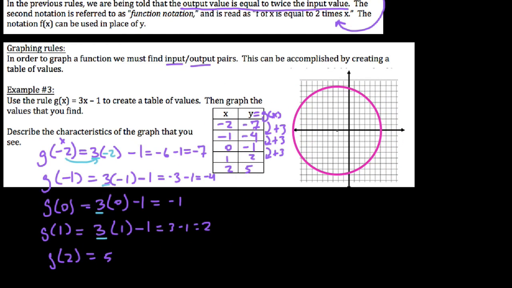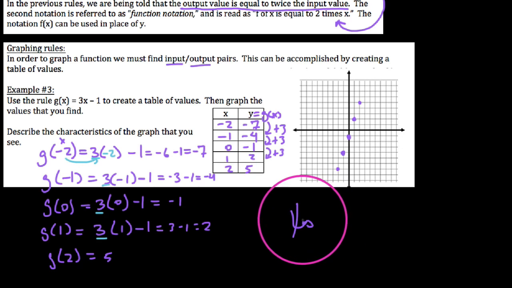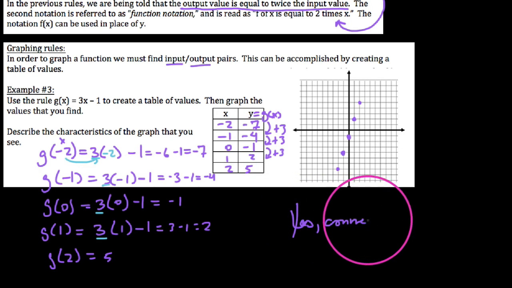So very quickly here, I do want to graph these. We'd say left 2 and down 7. Left 1, down 4. And then we have 0, -1, 1, comma 2, and 2, comma 5. But essentially the question I want to ask here is, should we connect the dots? And the answer in this case is yes. Yes, connect the dots.